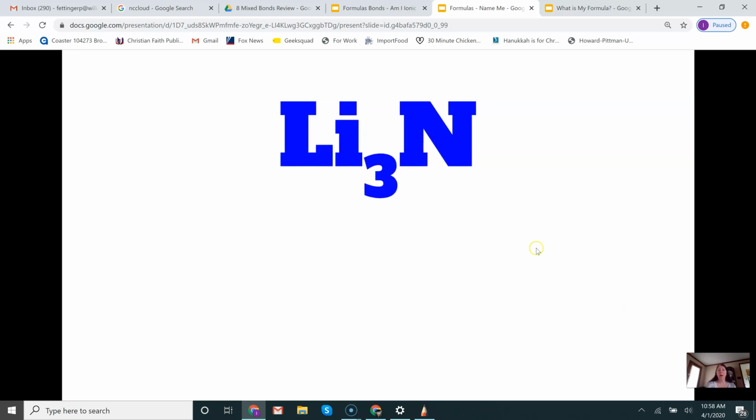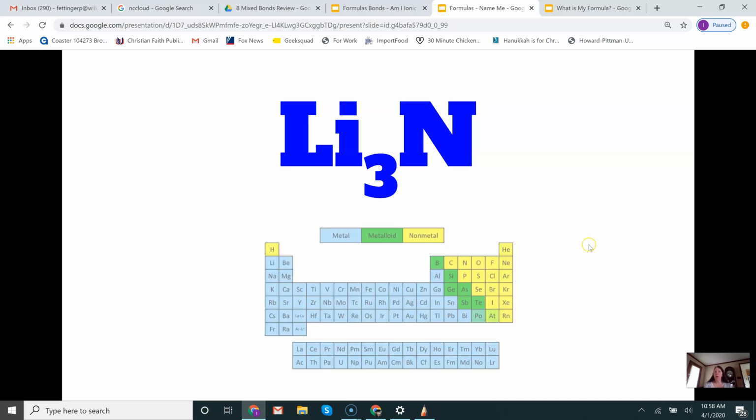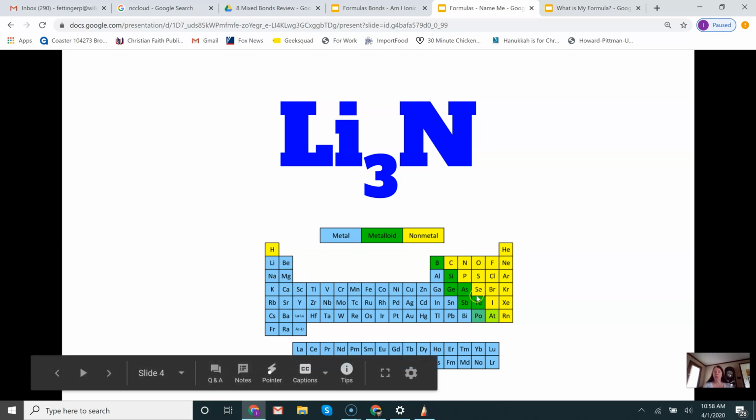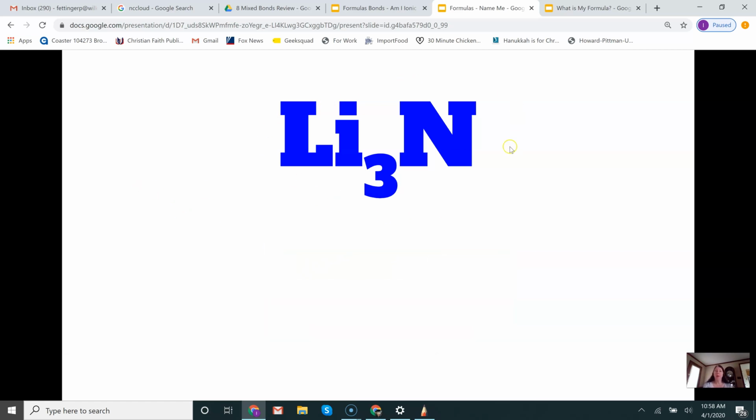The next one we have is Li3N. We look on the periodic table. Lithium is on the left-hand side of the stairs. Nitrogen is on the right-hand side of the stairs. That means it crosses. That makes it an ionic compound. Ionic compound rules. We name the elements, but we change the name of the second element ending to ide. So naming Li, lithium. Naming nitrogen, but changing the ending to ide would be nitride.